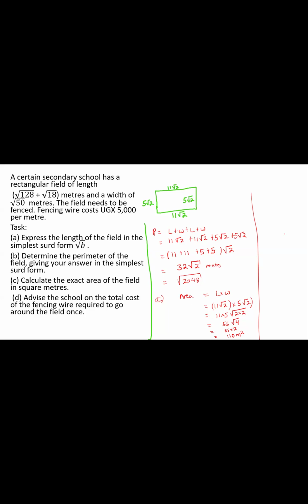Okay, then the last part, part D, they wanted us to advise the school on the total cost of the fencing wire required to go around the field once. In other words, they're asking us to estimate how much money the school is going to incur. So what are we going to do? Remember they told us the fencing wire costs 5,000 per meter. And how many meters do we have for the perimeter? 32 root of 2 meters.